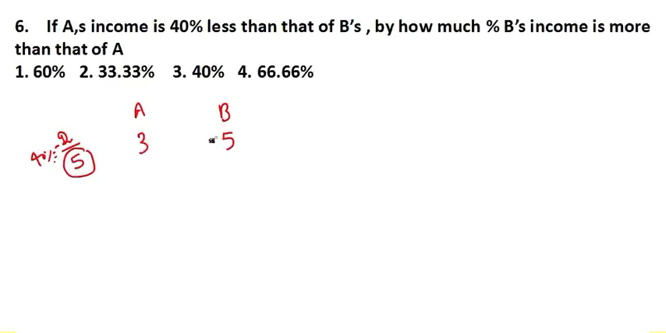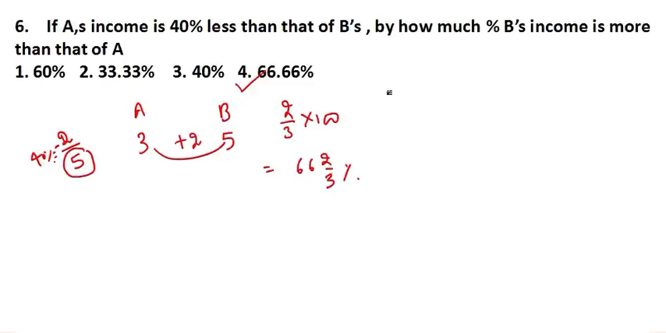Now we have to tell by how much B's income is more than A's. You can clearly see it is more by 2 on what? On 3. So 2 by 3 into 100. Tell me what you will get. Now tell me what is 1 by 3. 1 by 3 is 33 1/3%. If you multiply by 2, you get 66 2/3%, which means the fourth option is the right answer.